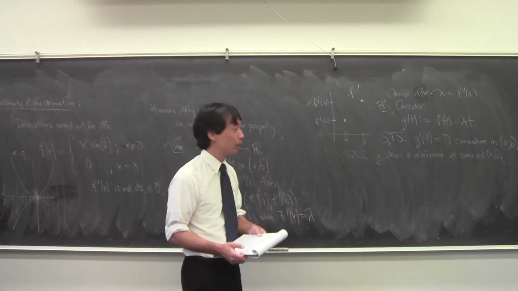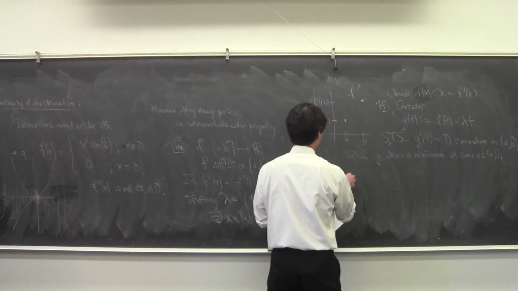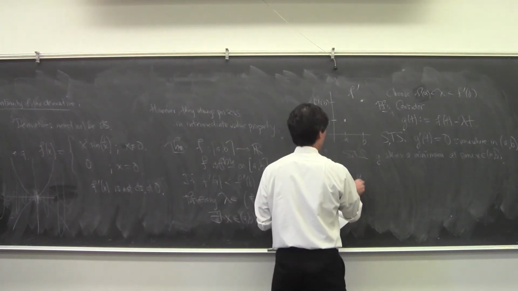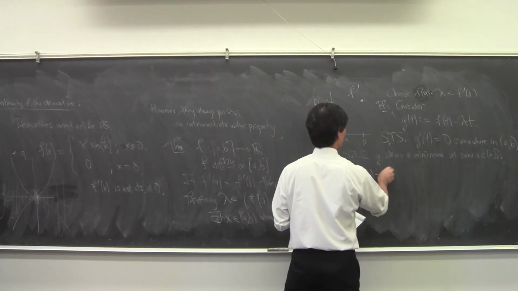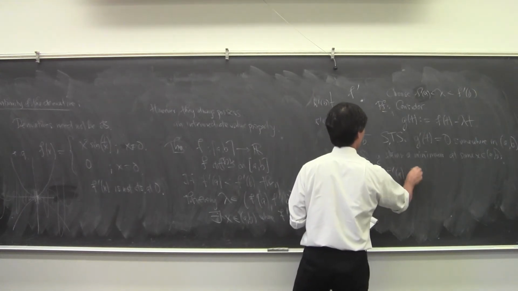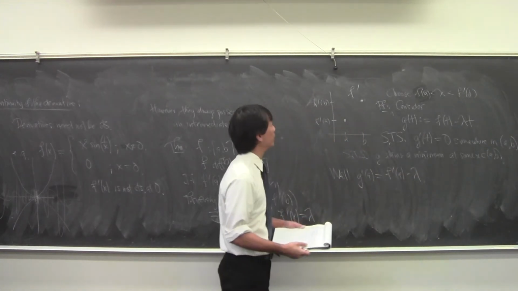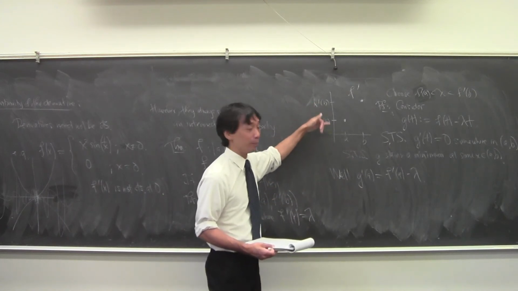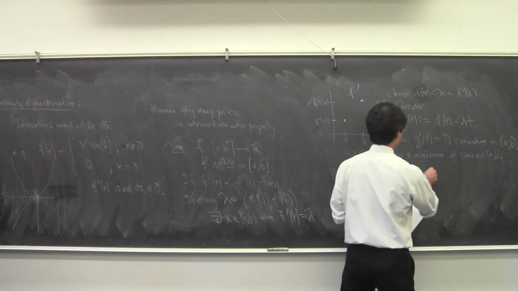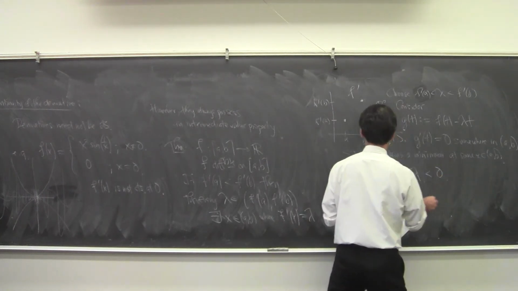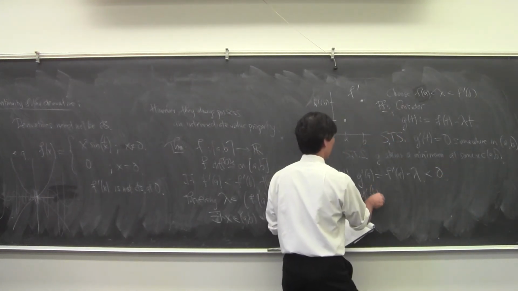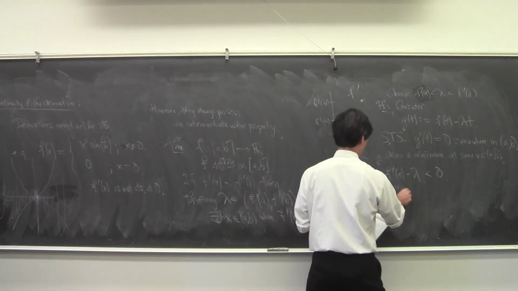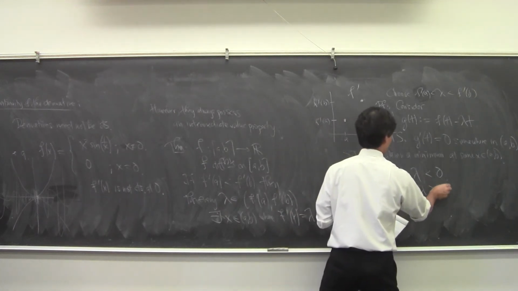Okay, so let's do it. We say, well, g prime of a is going to be f prime of a minus lambda. Well, lambda is bigger than f prime of a, so this is negative. g prime of b is f prime of b minus lambda. That's going to be positive.